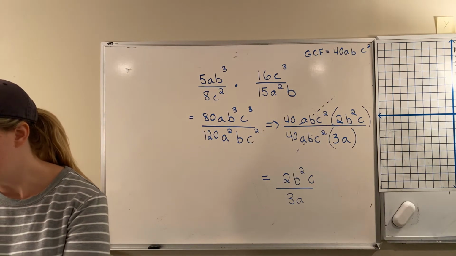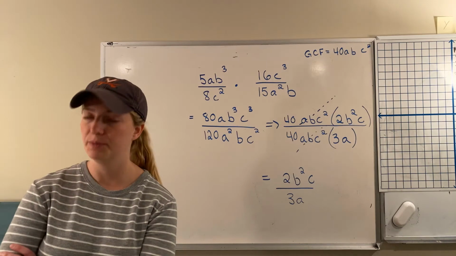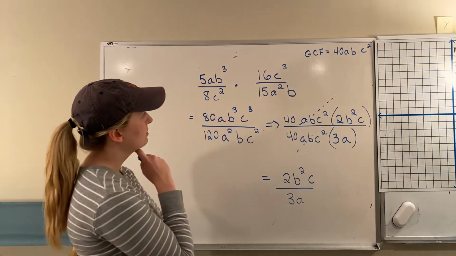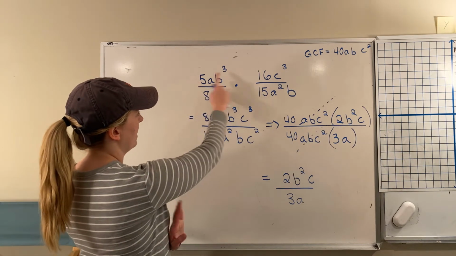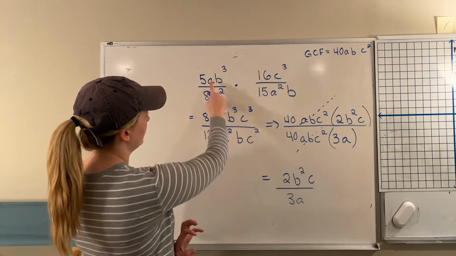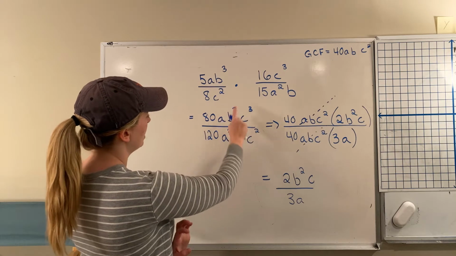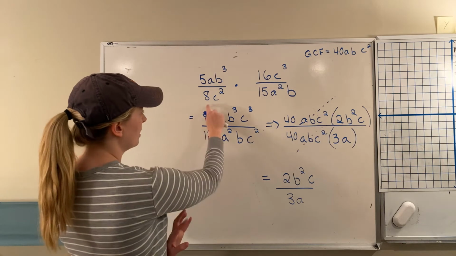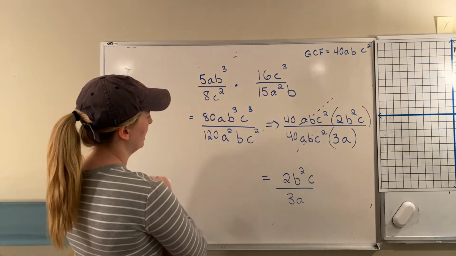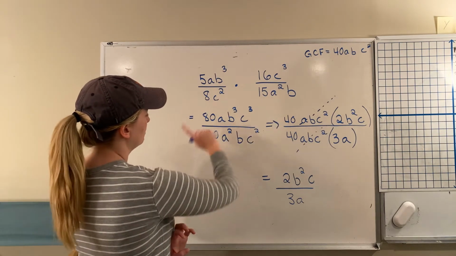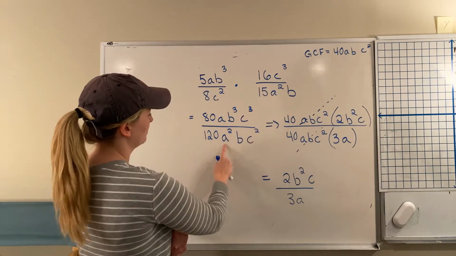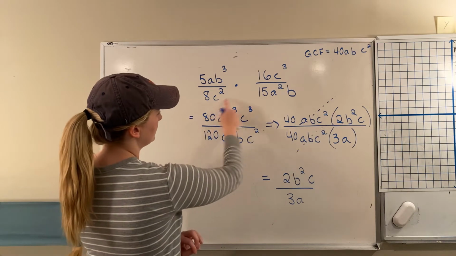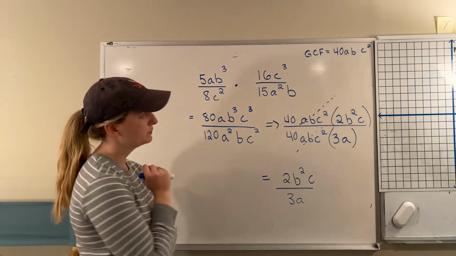Method 1 is to divide out the greatest common factor after multiplying. So if you look on the board, you'll see I've done that. Here's our original problem, and then I went term by term to multiply it all together. 5 times 16 is 80, a times 1 is a, b cubed times 1 is b cubed, c cubed times 1 is c cubed. 8 times 15 is 120, a squared times 1 is a squared, b times 1 is b, and then c squared times 1 is c squared.